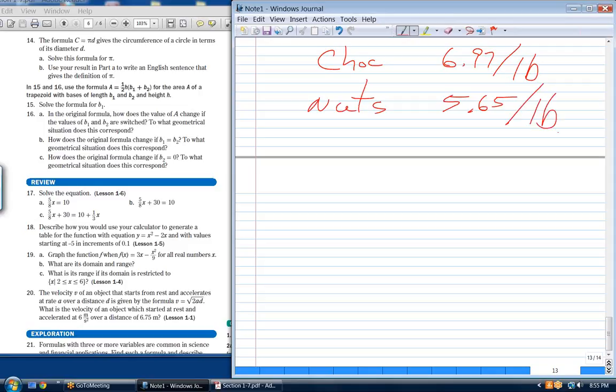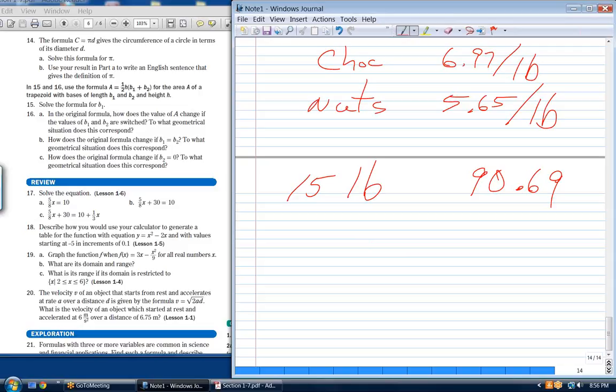If I buy a total of 15 pounds and pay $90.69, how many pounds of chocolate and how many pounds of nuts did I buy? You bought a total of 15 pounds for $90.69. Okay. So the first thing you want to do for a word problem is define your variables.